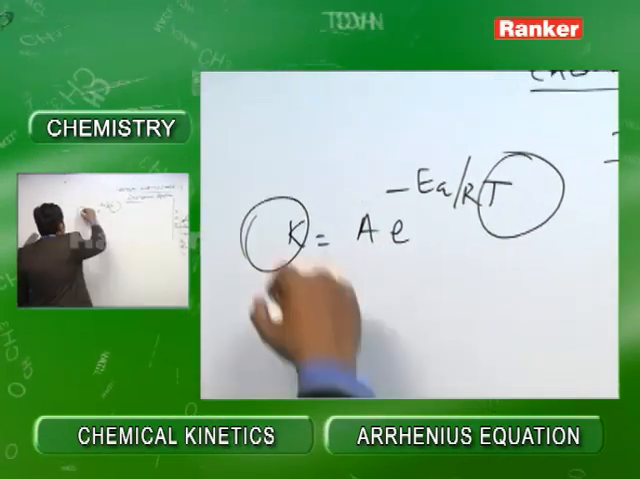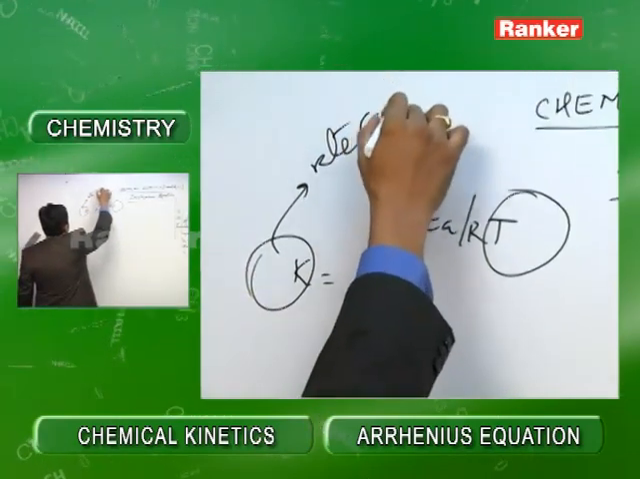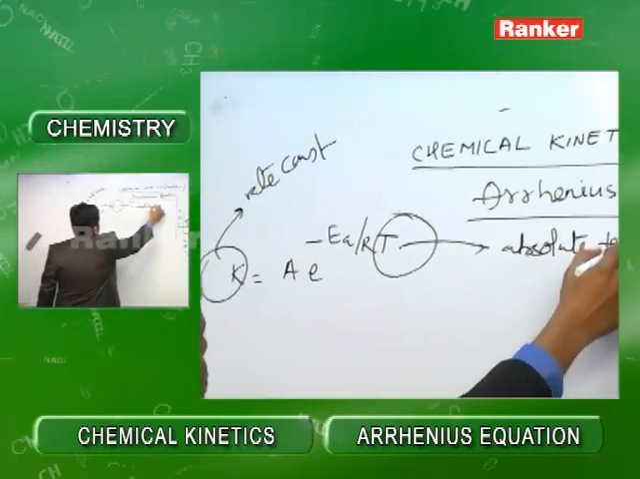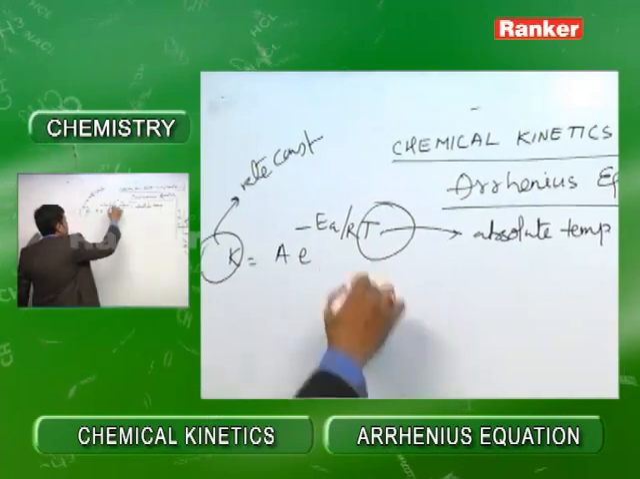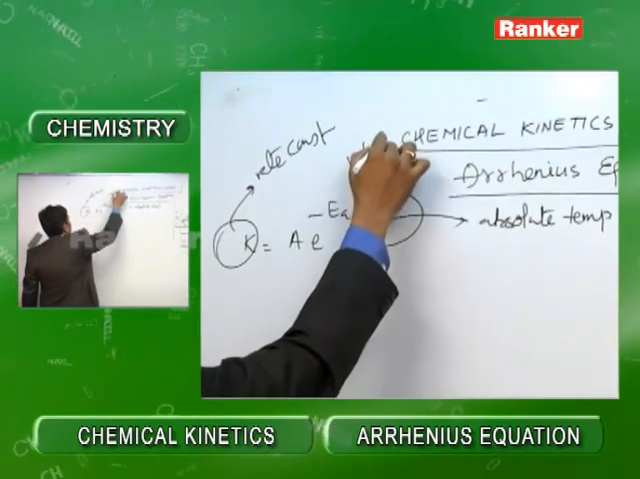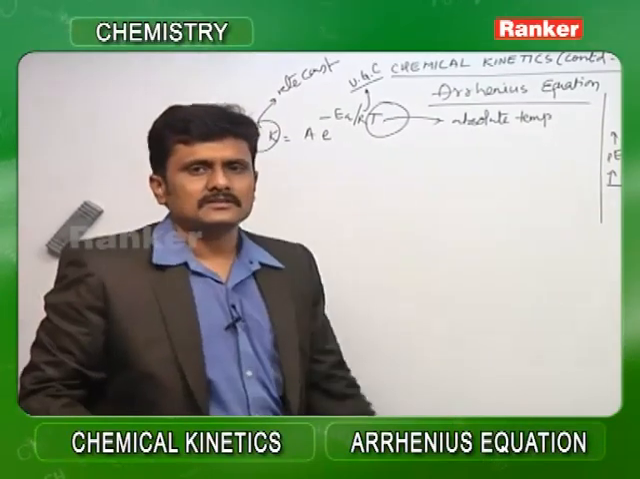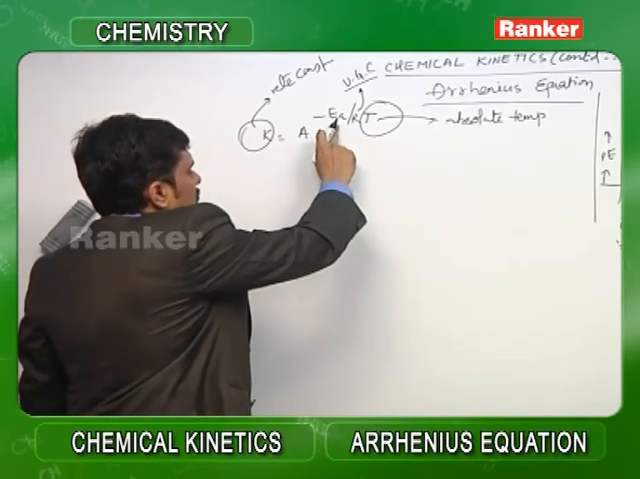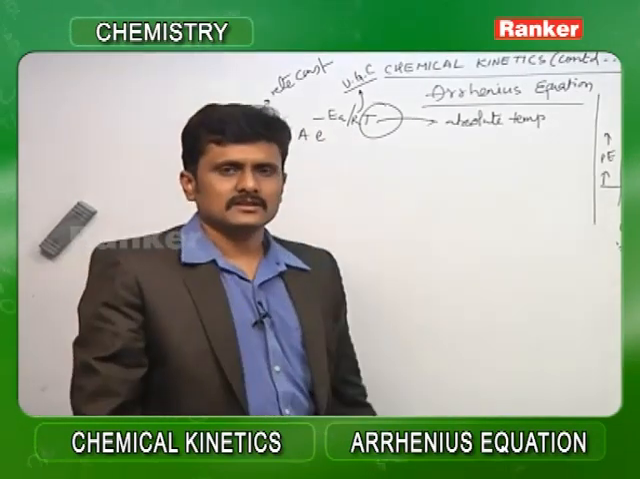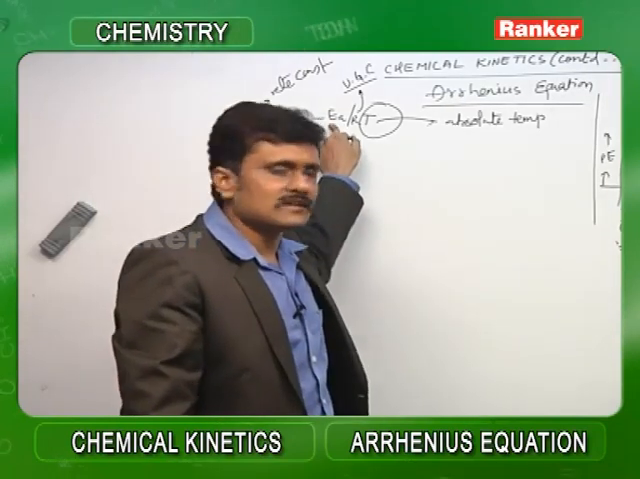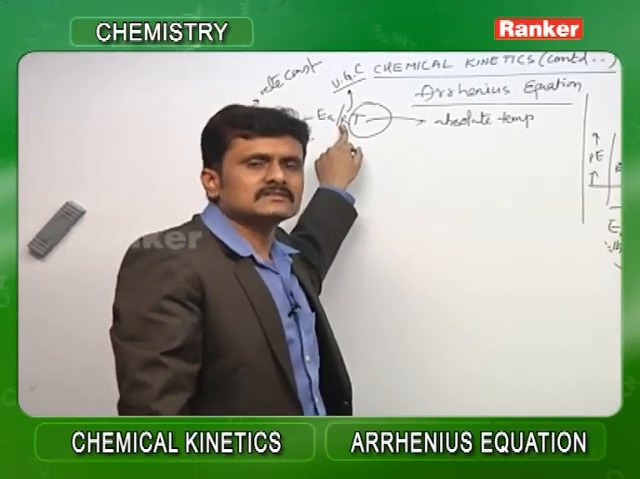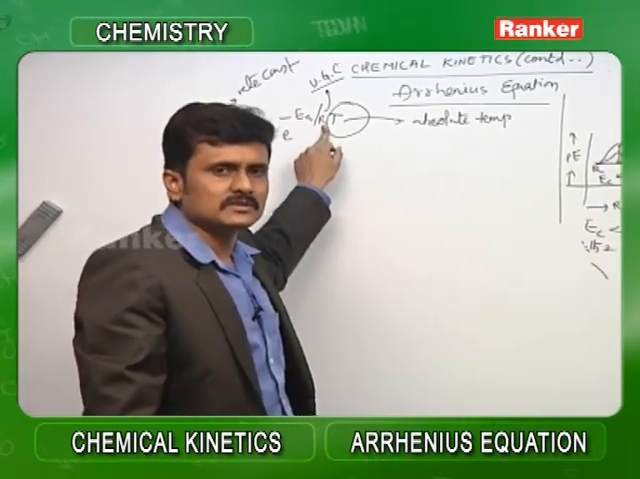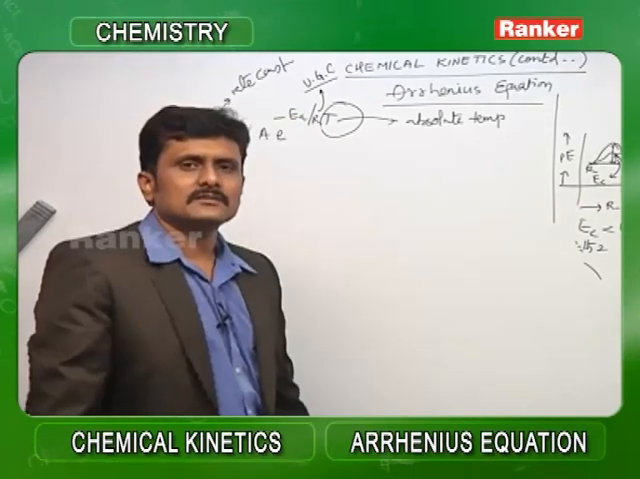And here, absolute temperature you need to take, that is temperature in degree Kelvin. You know, R is the universal gas constant, whose values we borrow from the gaseous state, and the value of R should be according to the value of EA given. For example, if your activation energy is given in calories, you take R in calories, that is 1.978. If this is given in joules, you take R in joules, 8.314. So accordingly you have to vary the value of R.